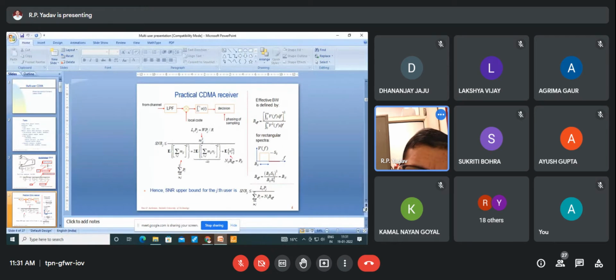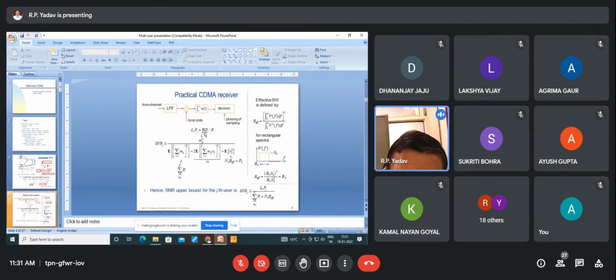Okay. Now, let's say in a practical CDMA receiver, what we have is a channel, low pass channel, then the local code, we multiply it, and then this integrator, and then there we make a decision. Decision means whether 1 or 0 has come, phasing of sampling. Now, what is L_c? Length, in chips. This is W P_j upon R. I can write my chips corresponding to a spread across as W P_i.